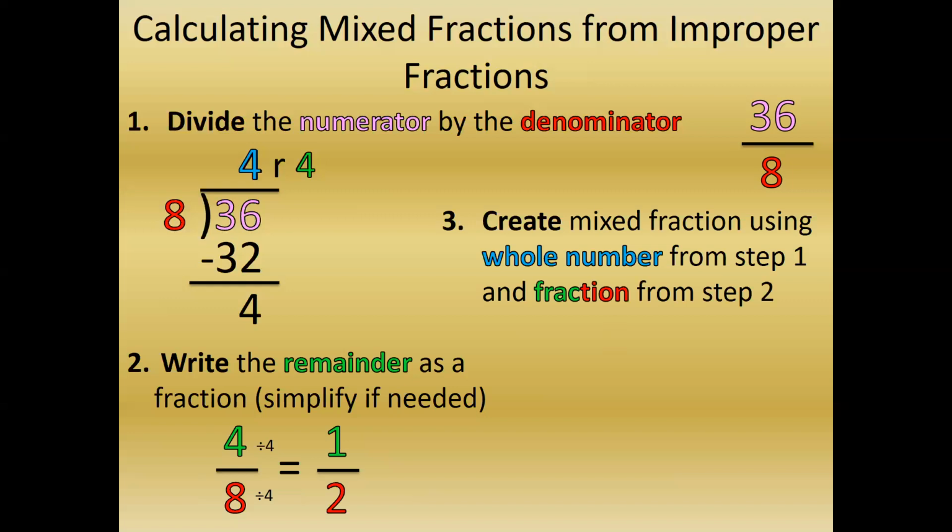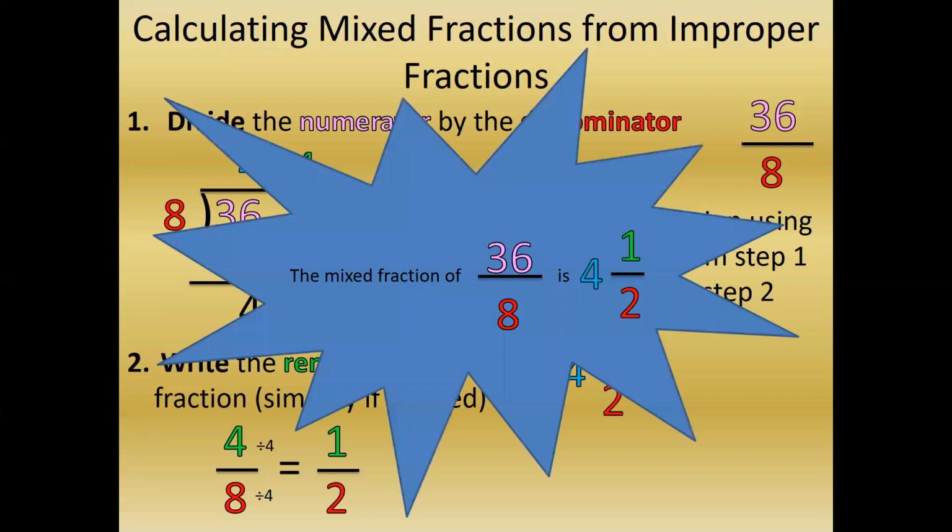So then we have to create the mixed fraction using the whole number from step 1 and the fraction from step 2. So we have to use our whole number and our fraction. Our fraction is 1 over 2. We take our whole number, which is 4. So 4 and 1 over 2. So the mixed fraction of 36 over 8 is 4 and 1 over 2. So there's 4 groups of the whole number and then adding in the numerator after.